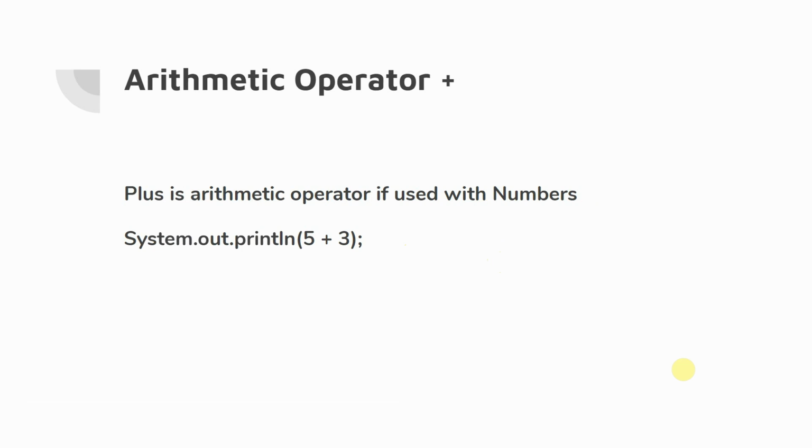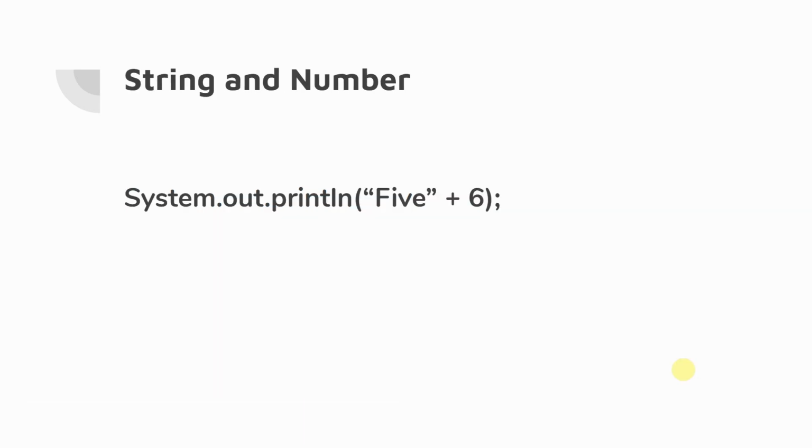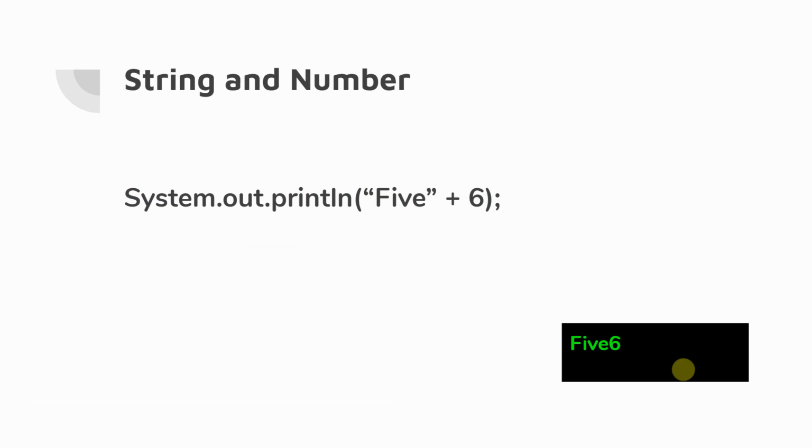Previously we were looking at strings, and now in this example we are looking at two numbers, 5 plus 3. As they are both numbers, plus will behave here as an arithmetic operator and it will print 8, correct? So what if we use the plus operator with "5", which is a string, and 6, which is a number? It will be 56.